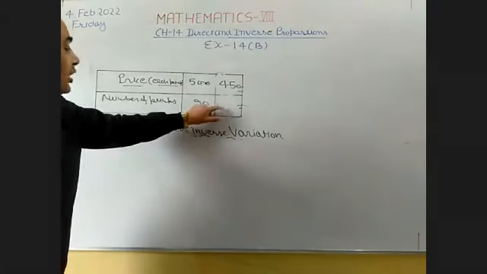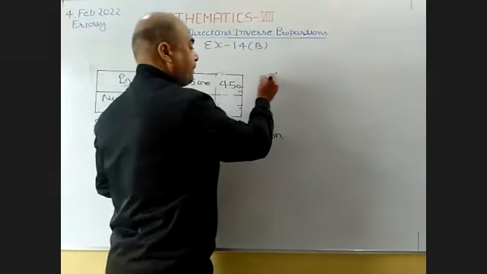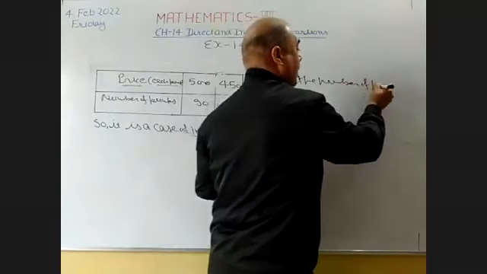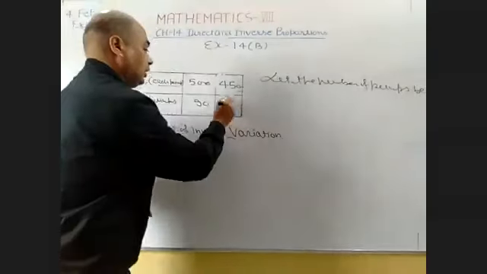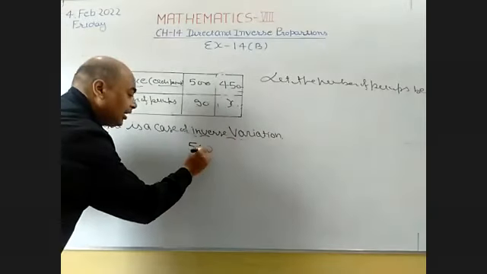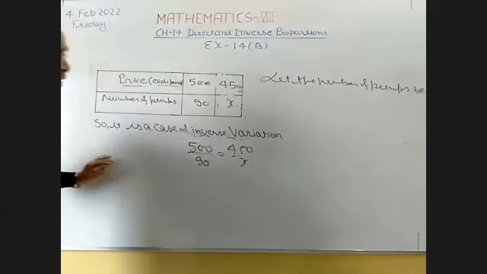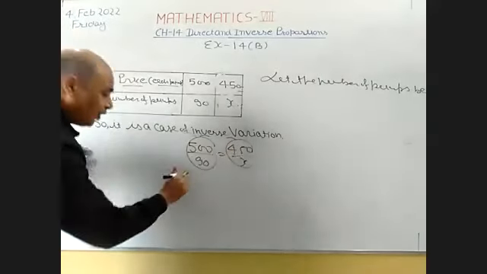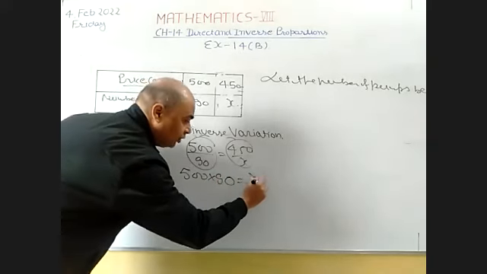First, suppose let the number of pumps be x. Now, since this is the case of inverse ratio, to solve this question, write 500 upon 90 is equal to 450 upon x. Since it is inverse ratio, you are going to multiply these two first: 500 into 90 is equal to x into 450.